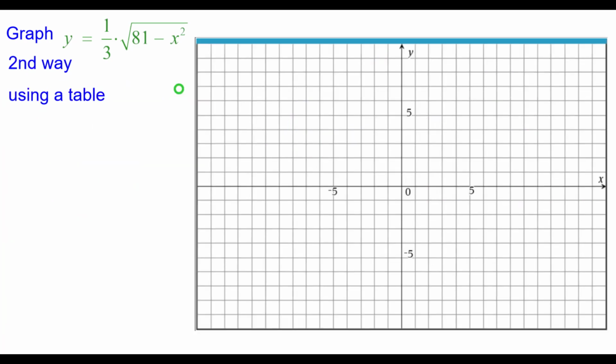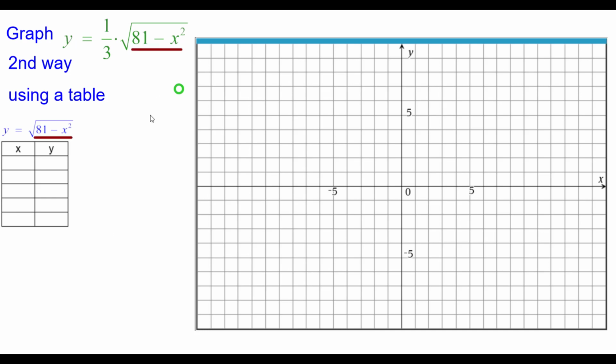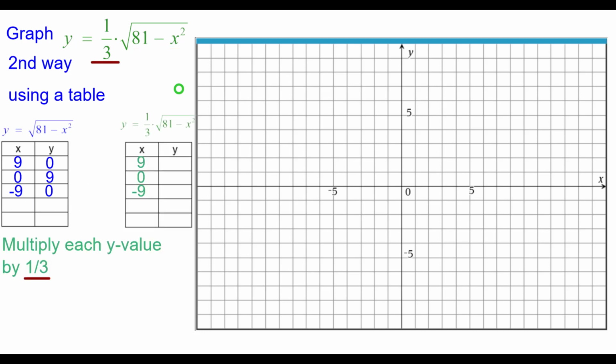Second way, using a table. So here is our table, and we're going to use values that are easy to substitute, like 9, 0, and negative 9 for x. So when we put those numbers in, we get these values for y. We need to multiply each y value by 1/3, keeping the x coordinates the same.